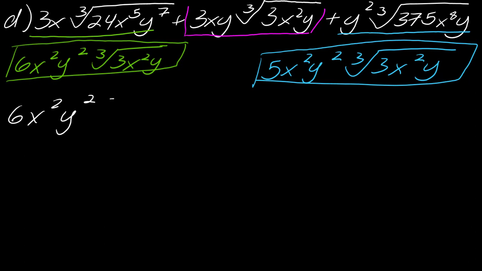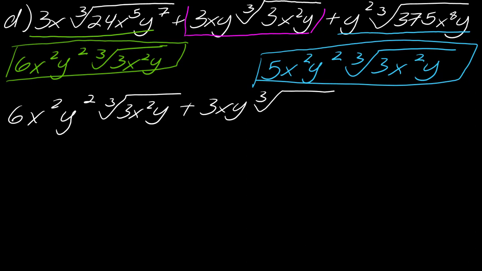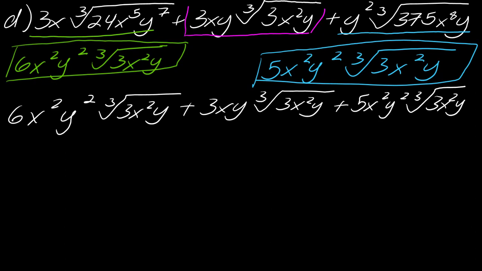So I've got 6x squared y squared times the cube root of 3x squared y, plus 3xy times the cube root of 3x squared y, and then all of that plus 5x squared y squared times the cube root of 3x squared y. Okay, hopefully you can see that. Starting to get a little smushed here.